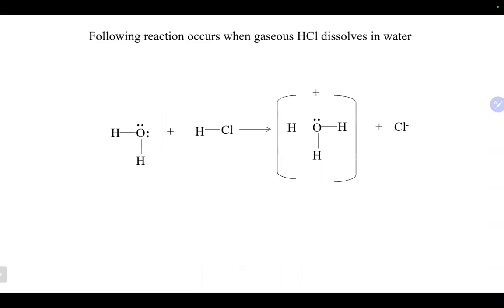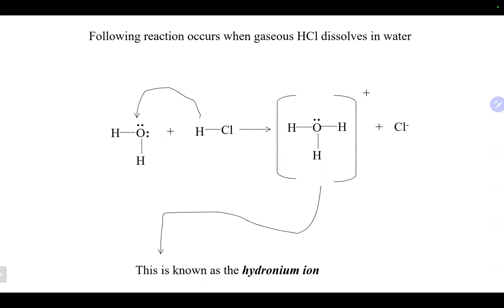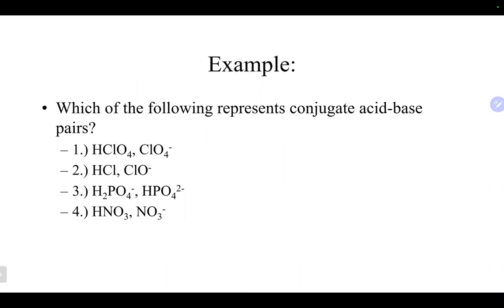So here's just a drawn out reaction of what's happening there. And again, in this case, since water is included, we do produce the hydronium ion. And again, this is equivalent to just doing the H plus and the Cl minus. So let's take a look at one here. Which of the following represents conjugate acid base pairs? So take a minute or two and see which of these sets would qualify as an acid base pair.